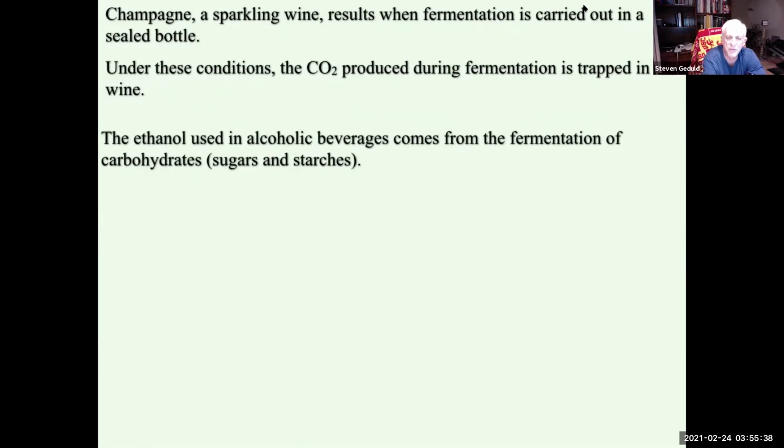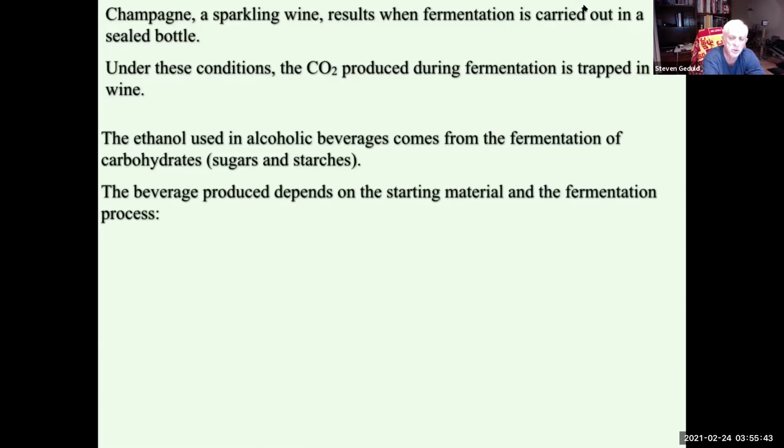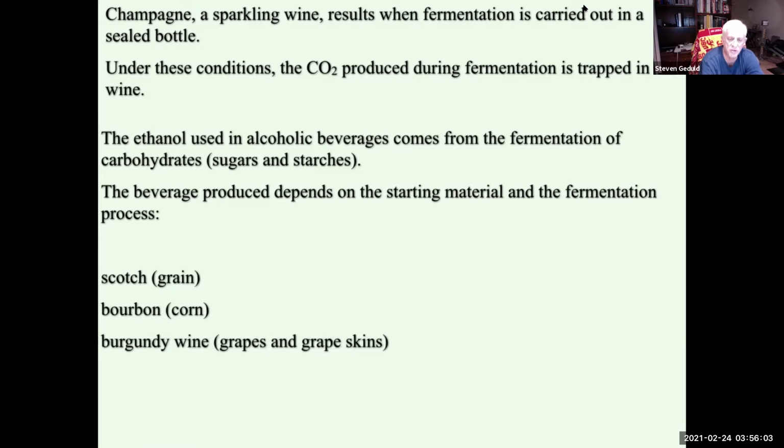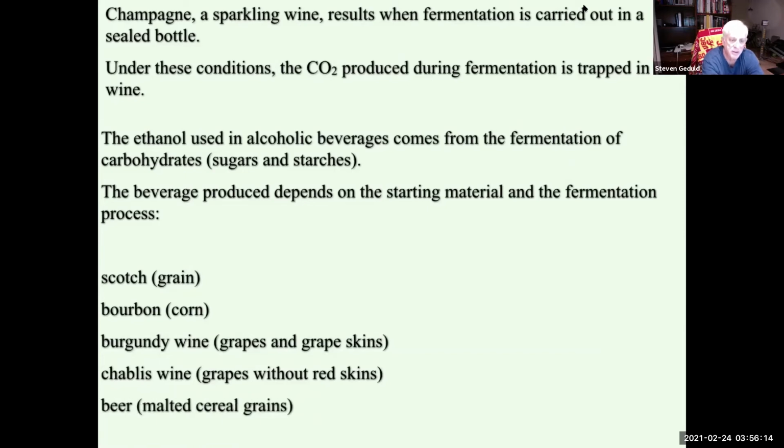Ethanol used in alcoholic beverages comes from the fermentation of carbohydrates, like we said, sugars and starches. The beverage produced depends on what you start with and your fermentation process. So if you want to make scotch, you start with grain. If you want to make bourbon, you start with corn. If you want to make Burgundy wine, you start with grapes and grape skins. Chablis wines, grapes without the red skins. And beer, malted cereal grains.